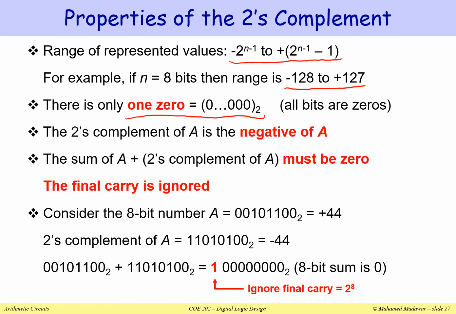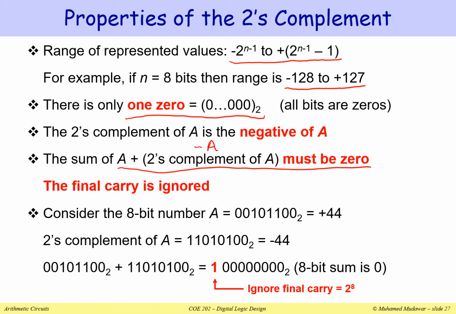If you take the sum of a plus the 2's complement of a, you get 0. This is great. That's what we need. So if the 2's complement of a is minus a, then a plus minus a must be 0. Now, you will obtain a carry, but this final carry is ignored in the case of the 2's complement representation.